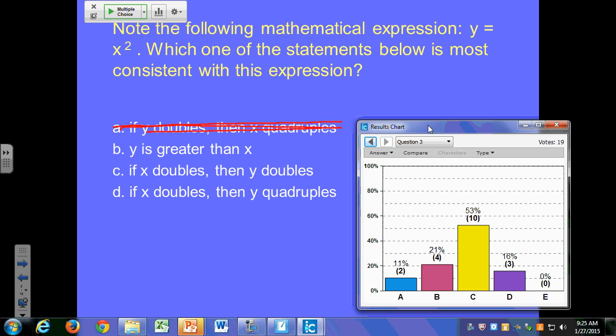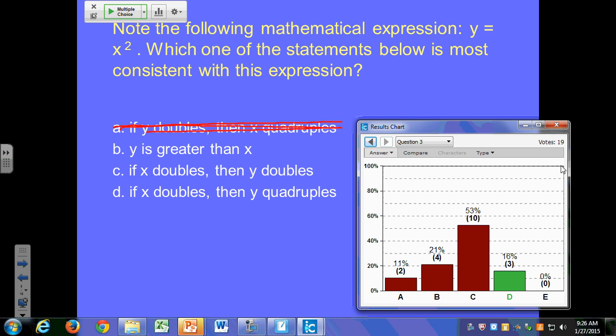B is almost always correct unless x is less than 1. So like let's say x is 0.1, then y is 0.01. And in that case, y would be less than x. So that's a really great answer, and it's sometimes correct that y is greater than x. For example, if x is 2, then y is 4. And that certainly fits B, but it's not always that way. So the correct answer then is what?